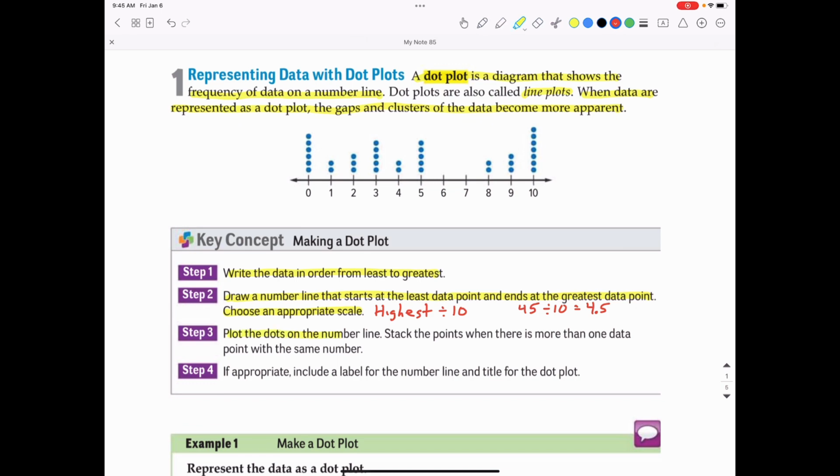Plot the dots on the number line and stack the points when there is more than one data point with the same number. And then, if appropriate, include a label for the number line and a title for the dot plot.